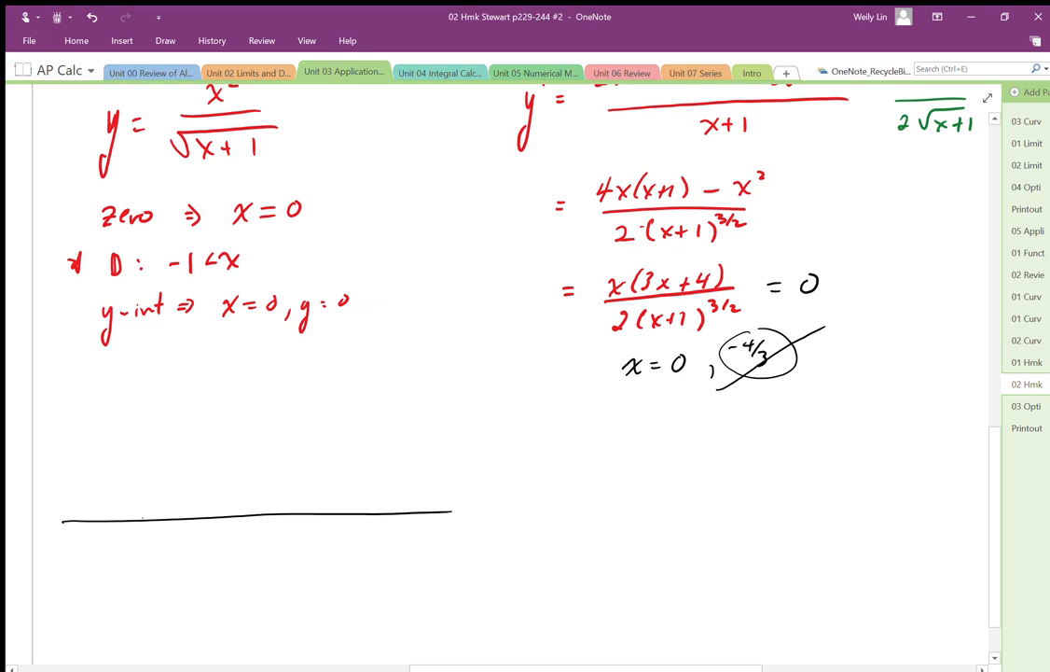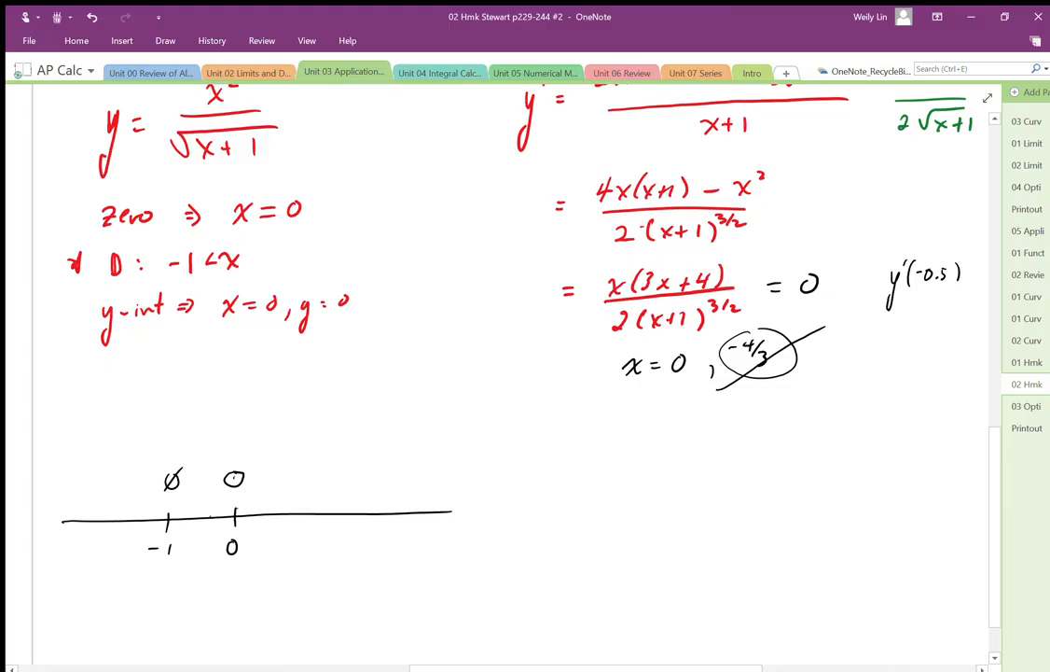So I've got x is -1, that's undefined, and at x is 0, it looks like I have a slope of 0, and I'll just test my slopes. So check my slopes: y prime at -0.5.